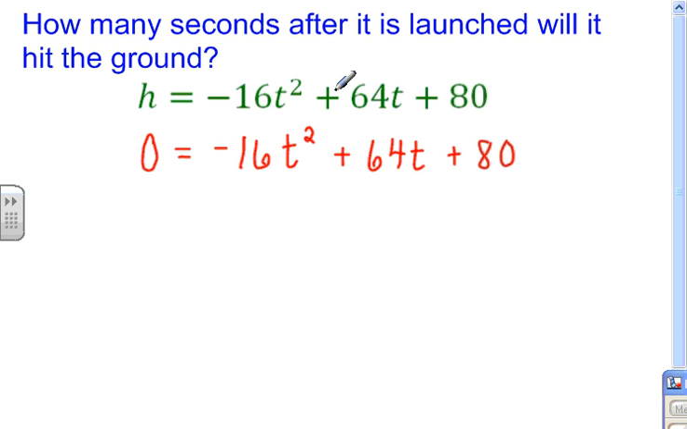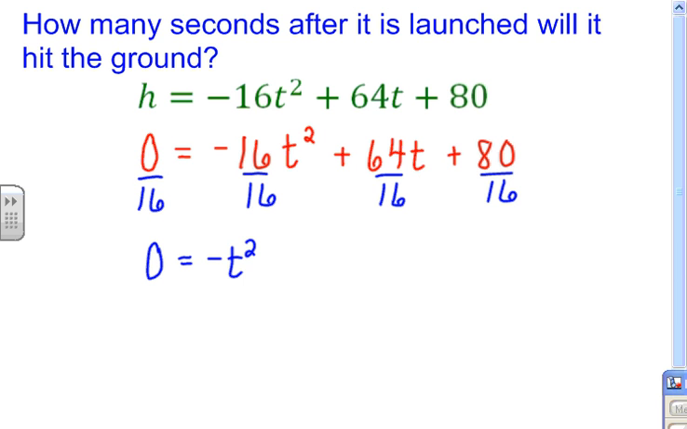So what I'm going to do is divide everything by 16. Make the problem a little bit easier to work with. Now that's actually going to give a different looking function than what I have in red, but it's going to have the same zeros. It's going to have the same x-intercept, so we can do that. We'll end up having 0 equals negative t squared plus 4t plus 5. And sometimes people also like to multiply everything by negative 1, or in fact we could have divided everything by negative 16 in the previous step, so that our leading term is positive. So let's go ahead and do that.